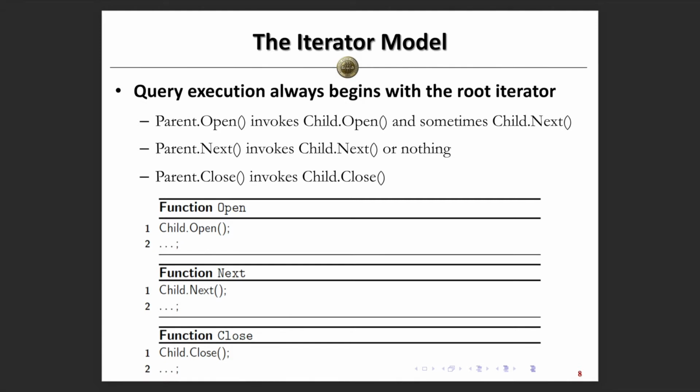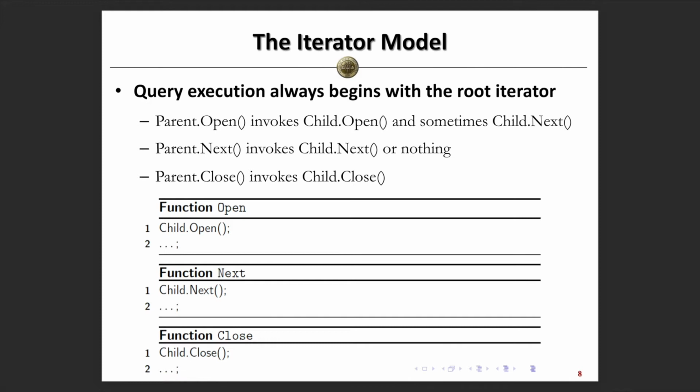For iterator model, the query execution, we always begin with the root iterator, right? It is easy to understand because we have a root there. And for all the parent nodes, it will have some children nodes inside the tree structure, right? So for all the parent nodes, we will define its open, its next, its close functions. It is just very similar to the one we showed before, right? Because every node inside the tree will define its three functions.